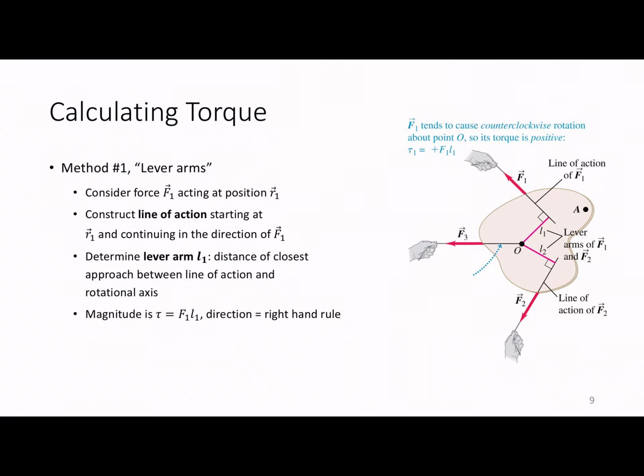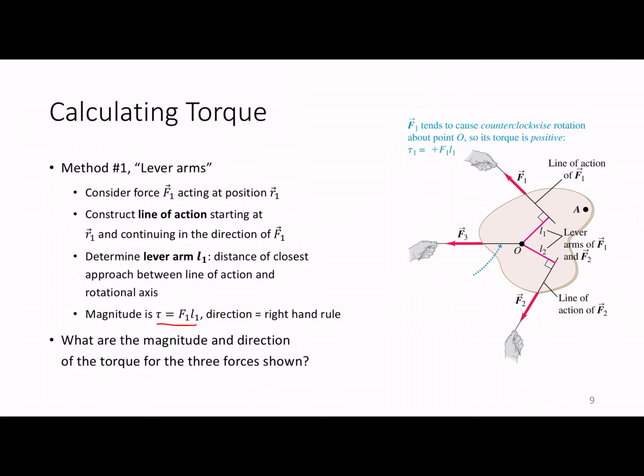So I want you guys to take a quick second, look at this particular drawing. I have three forces, F1, F2, and F3. What are the magnitudes and direction of the torque for the three forces shown in terms of the quantities given? All right, so magnitudes, let's start with that. Again, the rule is torque equals F times L. So torque 1 is just force 1 times L1. Torque 2, the magnitude is F2 times L2, where L2 is this lever arm, which is drawn. So I draw my line of action. I look for the distance of closest approach, and that's my lever arm, L2.